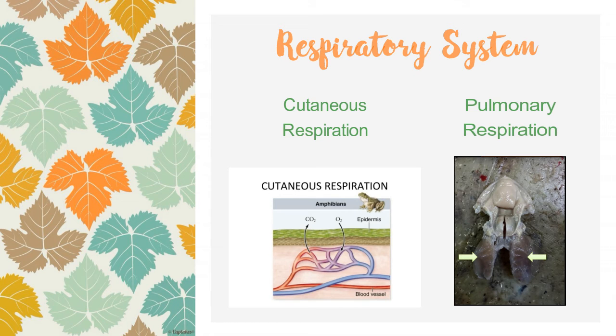Toads exchange gases with the external environment through respiratory surfaces such as skin and lungs. The thin membranous skin of the toad enables the diffusion of gases between its blood vessels and the surroundings. This is called cutaneous respiration. They are also capable of pulmonary respiration, which allows the exchange of gases in and out of the lungs.